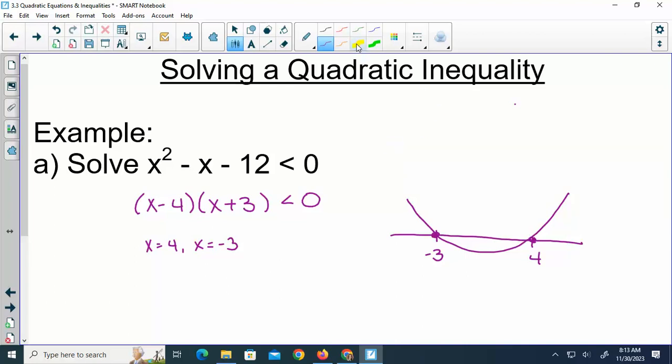We want to know, when is that less than 0? Where is less than 0 on my graph? Yeah, it's below the axis, this little piece. How do I know if I use parentheses or brackets? Right, there's no equal to, so it will be a parenthesis, starting at -3, ending at +4. Alright, you guys try this one.